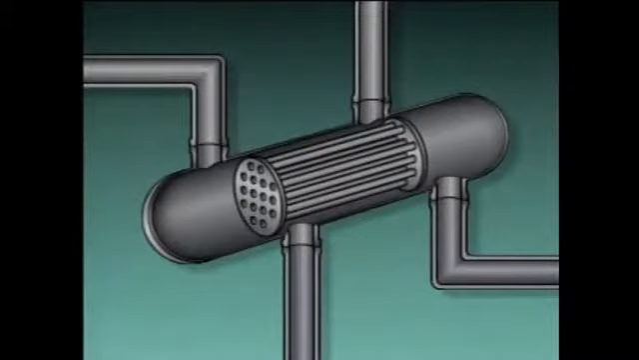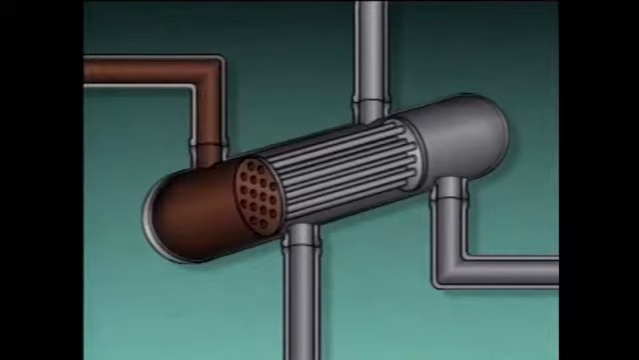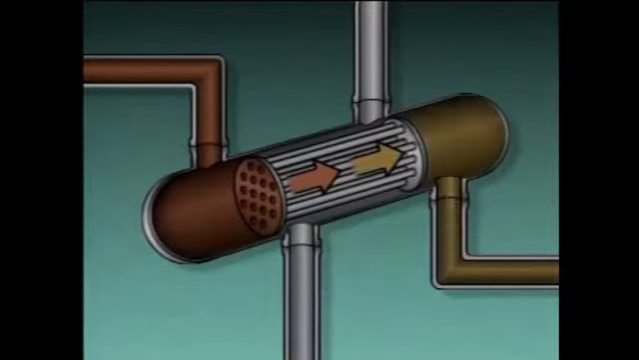The major components of this reboiler include a shell, a tube bundle, a tube side inlet, a tube side outlet, a shell side inlet, and a shell side outlet. In this reboiler, oil that's heated in a furnace is used to heat the process liquid. The hot oil passes through the tubes and is then returned to the furnace where it is reheated.